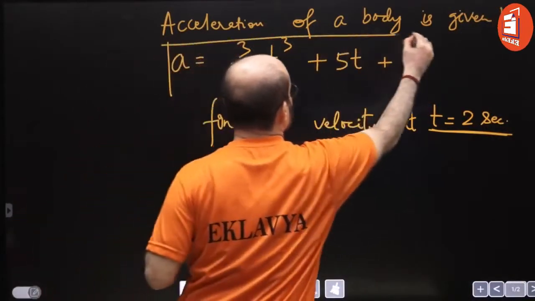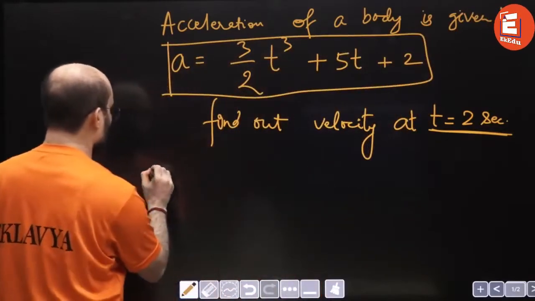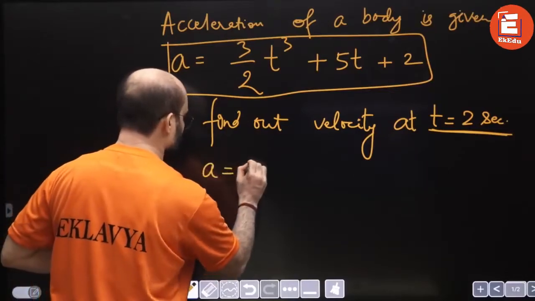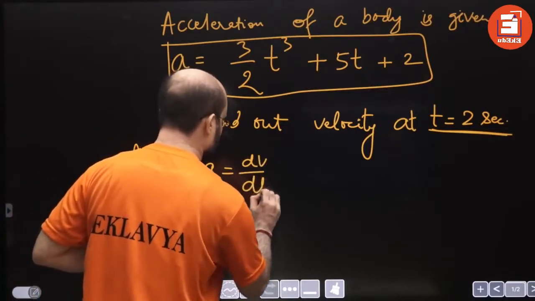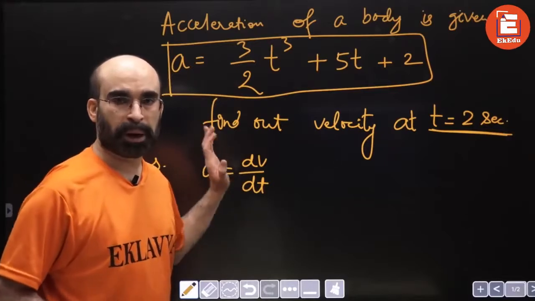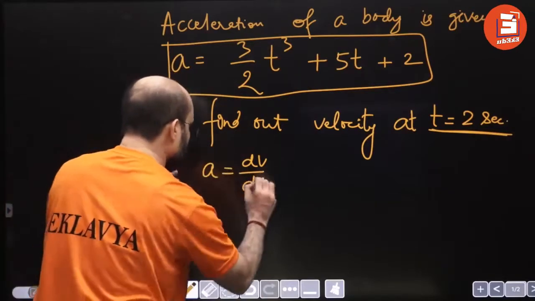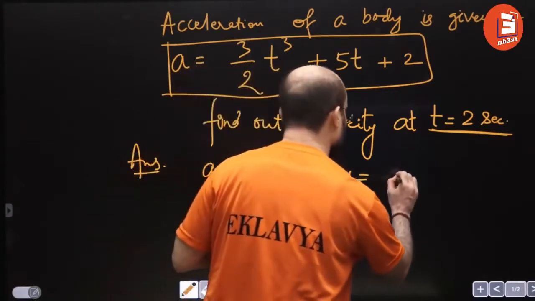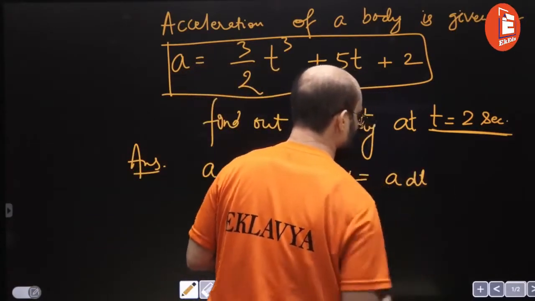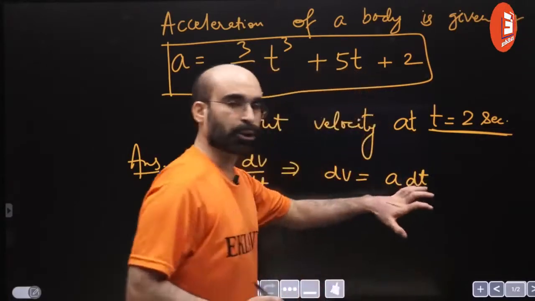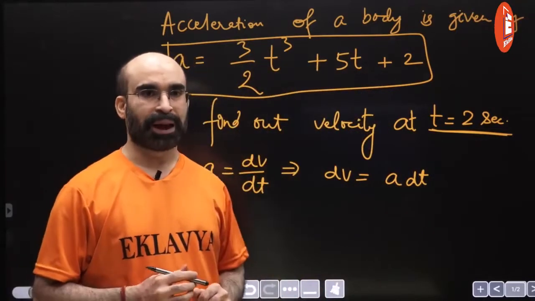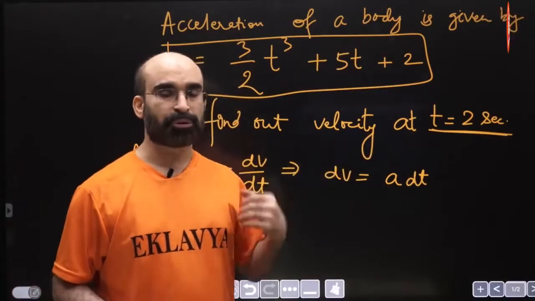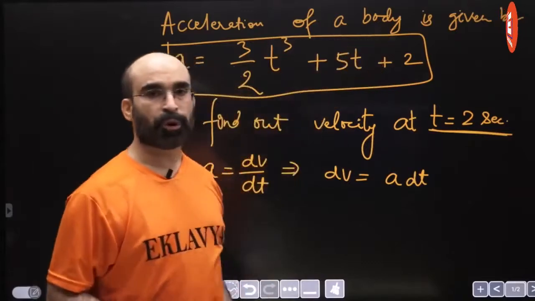This is acceleration. As you know, acceleration equals dv by dt. So what can be done? This dv could be written as a into dt. Now in a into dt, a is not constant, a is changing with time. This is the expression for acceleration.